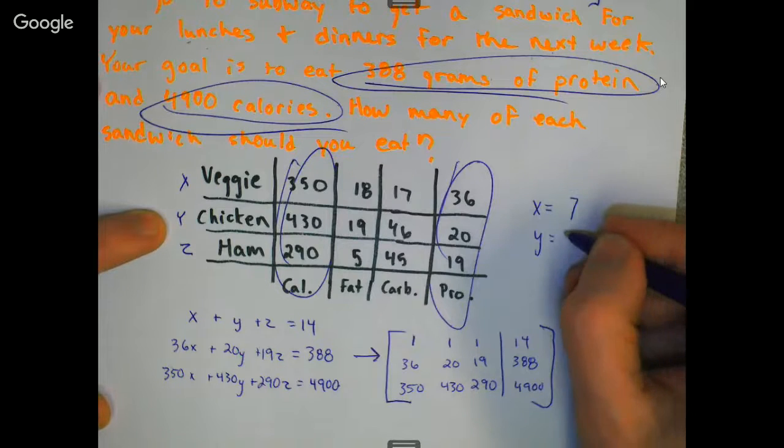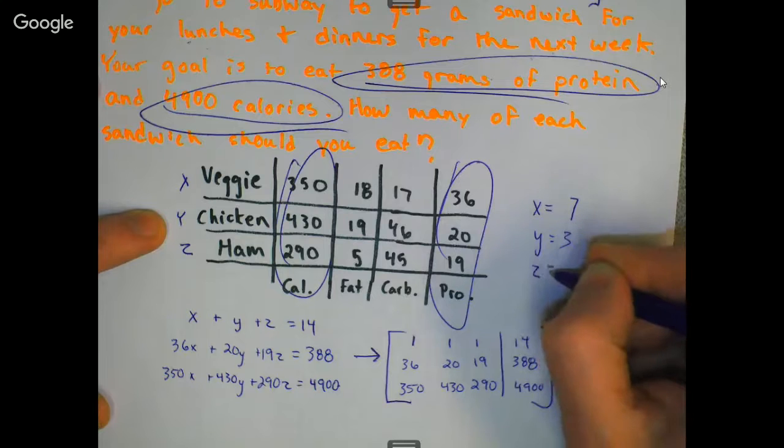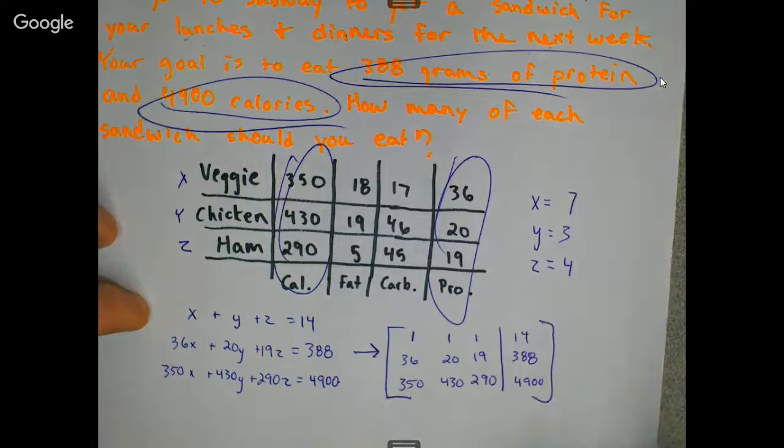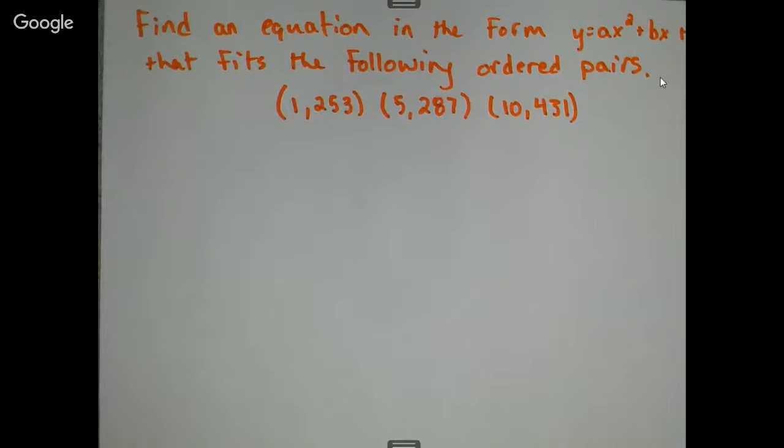Y to be 3, and Z, which is a ham sandwich, will be 4. Okay, try that out. If you have troubles, let me know. But I'll definitely work out this next one.